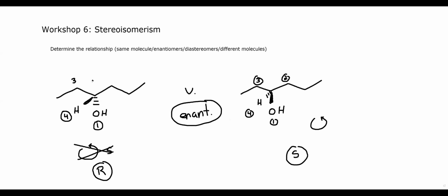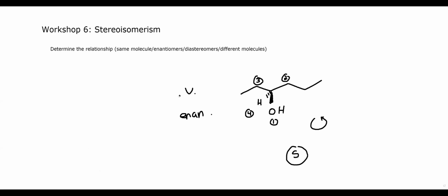Okay, remember enantiomers, every single stereocenter is flipped. If you just have one, that's fine. That means that one stereocenter is flipped. If you have 10 stereocenters, it means all 10 stereocenters are flipped.